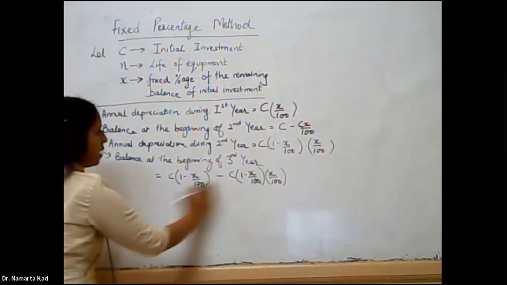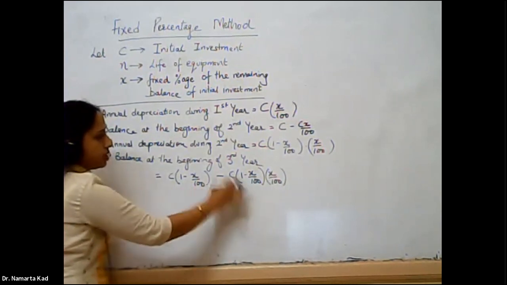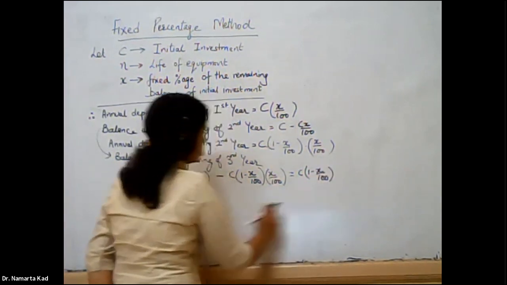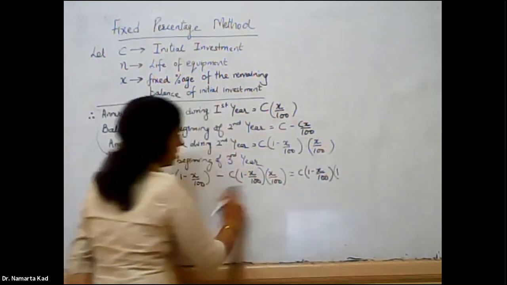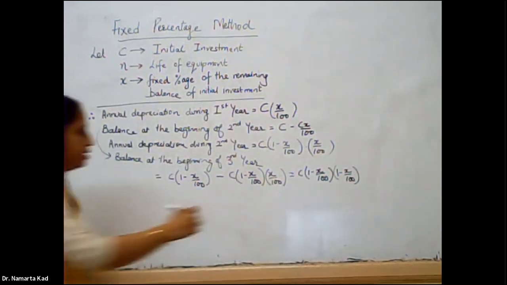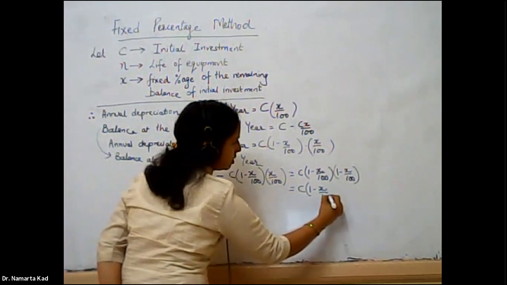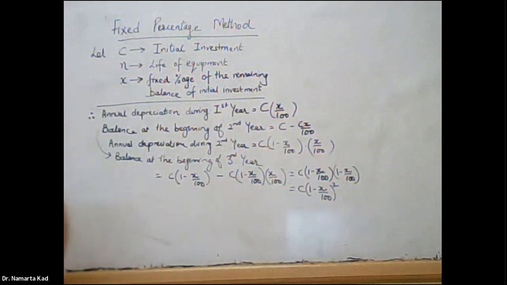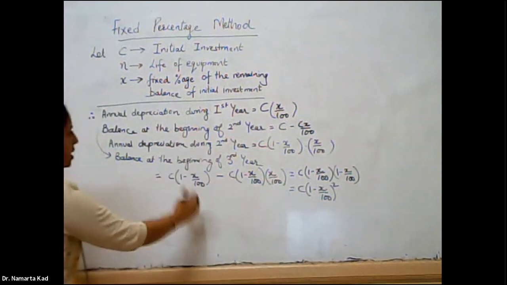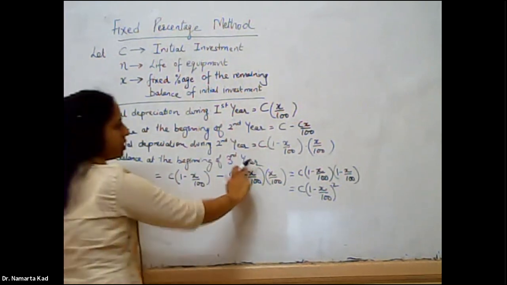Okay, so after solving it, you see C into 1 minus X by 100 is common between them and I am taking it out. C into 1 minus X by 100. So what is left? Here it is 1 and here it is minus X by 100. Or you can simplify it more: C into 1 minus X by 100 whole square, like this. So we are trying to derive some common formula for this. Now again repeating one more step. This is the balance at the beginning of third year.